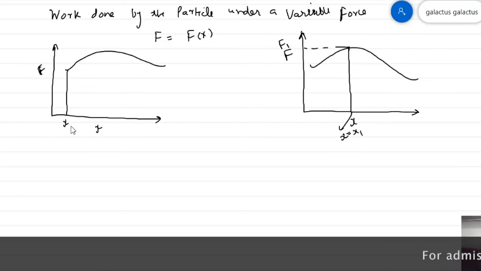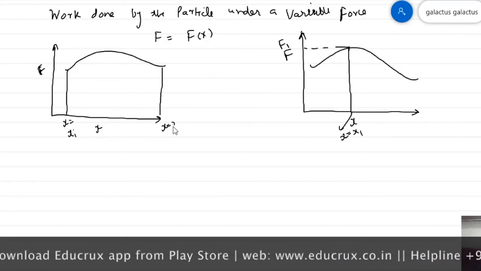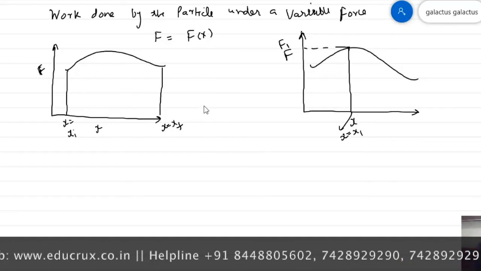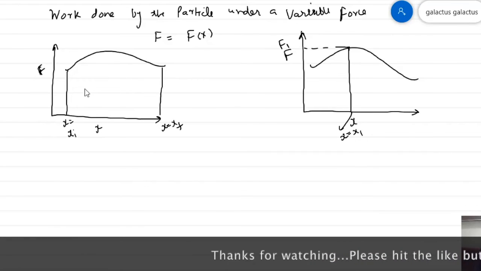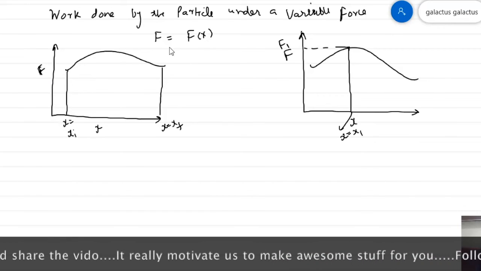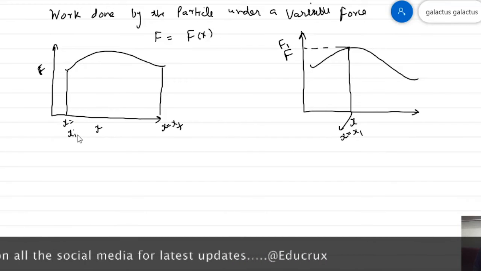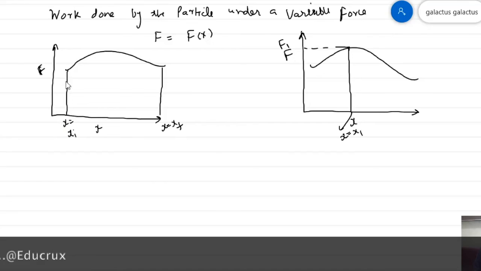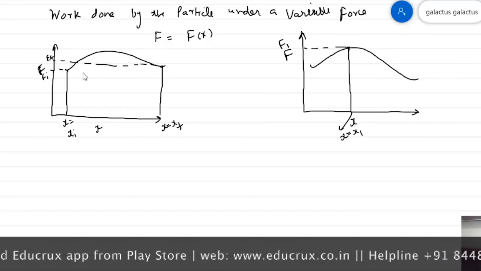And let's say this is x equal to xi, and this is x equal to xf. So this is our graph for a particle that is moving under a variable force F that is changing with distance. And at the initial point, the force is given by this, and at the final point the force is given by the projection along the y-axis. This is Fi and this is Ff.